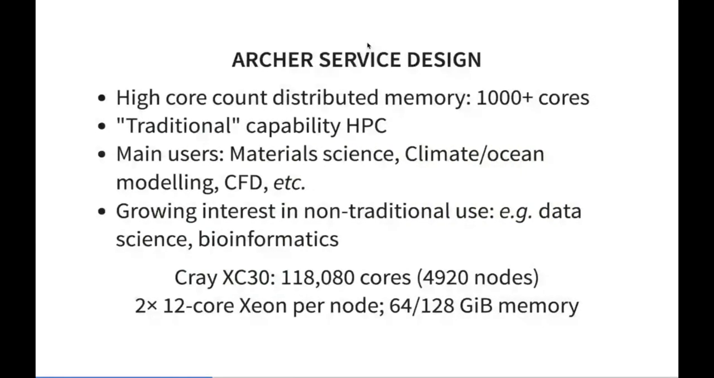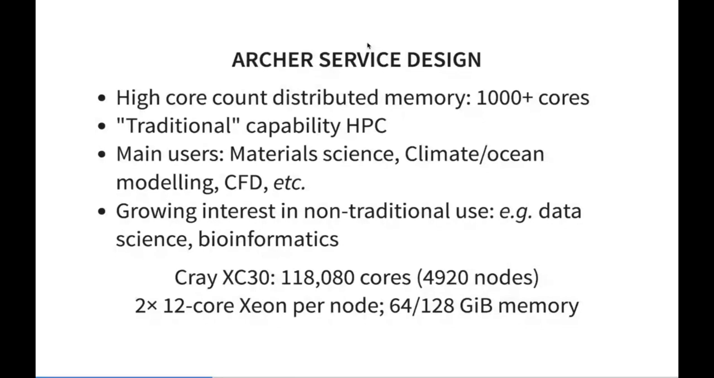So Archer is designed particularly for high core count distributed memory jobs. A typical Archer job will be something that uses 1,000 or more cores. It's a very traditional capability HPC. So the sort of people who've been using HPC for 20, 30 years now: material science, climate, ocean modeling, CFD, and those sort of things. That is the bulk of the Archer workload. There's a growing interest in non-traditional use of HPC, so people doing data science and bioinformatics and these sorts of areas on Archer, but they don't constitute a huge amount of usage on the service.